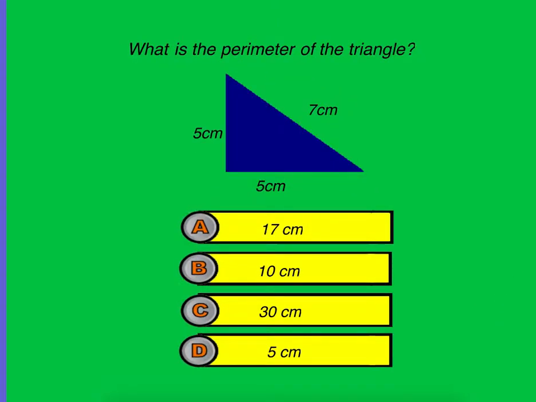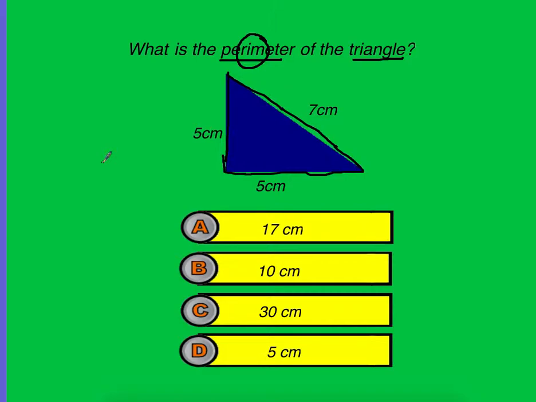Let's try another one. Suddenly there's a triangle. Triangles have been giving us a fit. But again, this is asking for the perimeter of the triangle. So be careful. We're going around the outside. We don't have to do anything else to it. We're just adding it up. Remember, perimeter equals side plus side plus side.